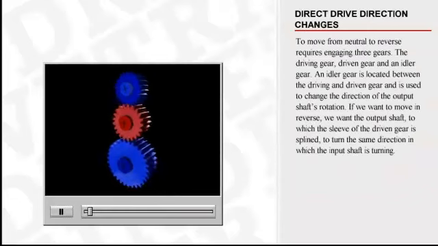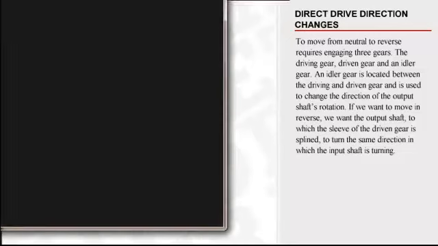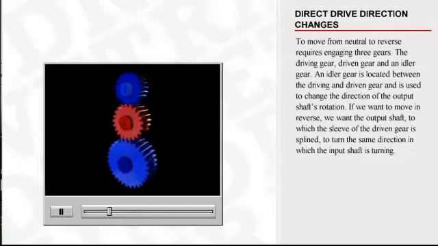To move from neutral to reverse requires engaging three gears: the driving gear, driven gear, and an idler gear. An idler gear is located between the driving and driven gear and is used to change the direction of the output shaft's rotation. If we want to move in reverse, we want the output shaft, to which the sleeve of the driven gear is splined, to turn the same direction in which the input shaft is turning.